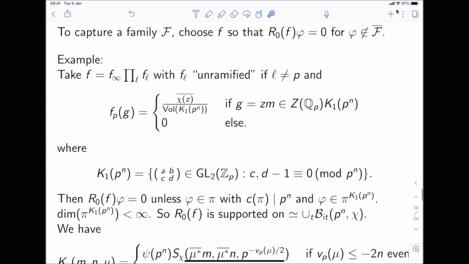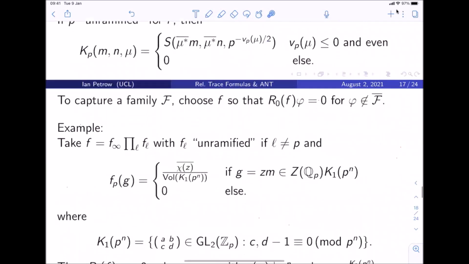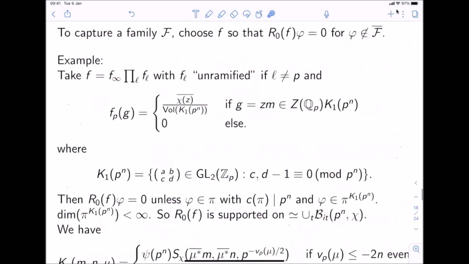So the goal, if I have this for the cuspidal piece, is to pick F cleverly so that these eigenvalues here are going to vanish for many, many of the forms phi in this basis. And so I want to choose F to capture a family of automorphic forms that I'm interested in. So the goal is going to be to choose F so that this operator acting on phi is just 0 as long as phi is outside this family, or maybe a spectral closure of that family.